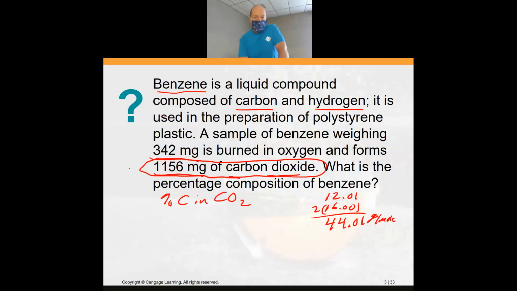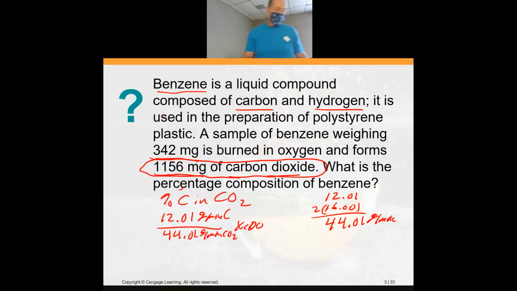To get the percent carbon, you simply take the 12.01 grams per mole of carbon, divided by the molar mass, 44.01 grams per mole CO2, times 100. You take your 12.01, divide by your 44.01, you get 27.29%.